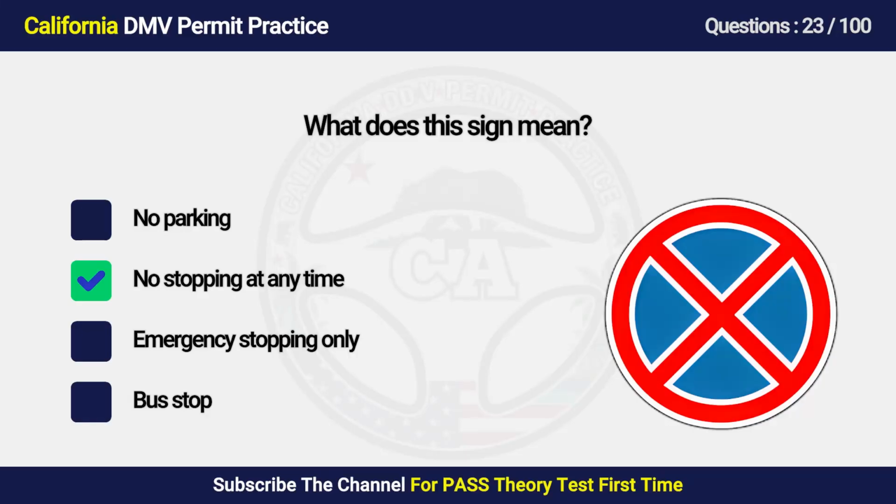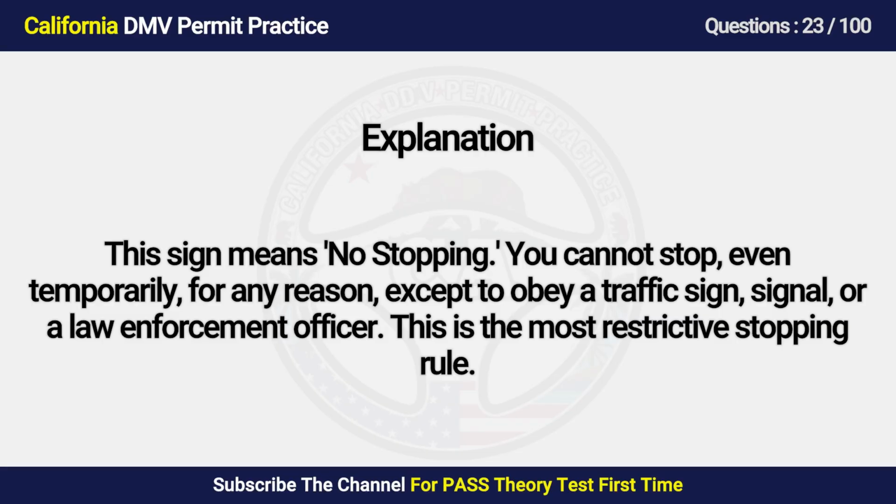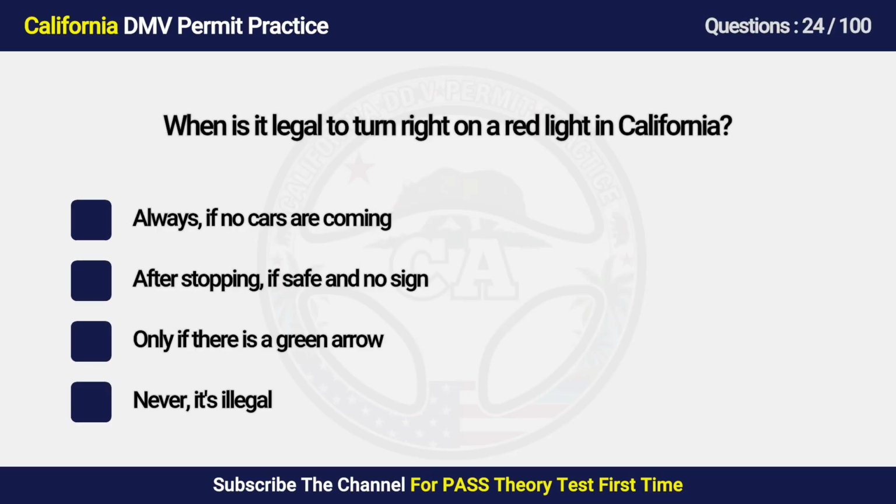Answer is B. No stopping at any time. This sign means no stopping. You cannot stop, even temporarily, for any reason, except to obey a traffic sign, signal, or a law enforcement officer. This is the most restrictive stopping rule. Question 24. When is it legal to turn right on a red light in California? A. Always if no cars are coming. B. After stopping if safe and no sign. C. Only if there is a green arrow. D. Never, it's illegal.